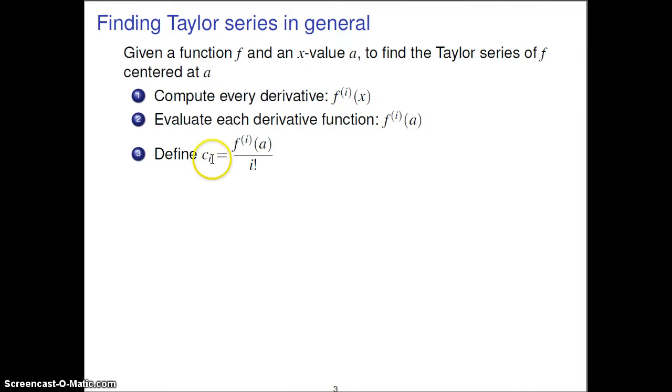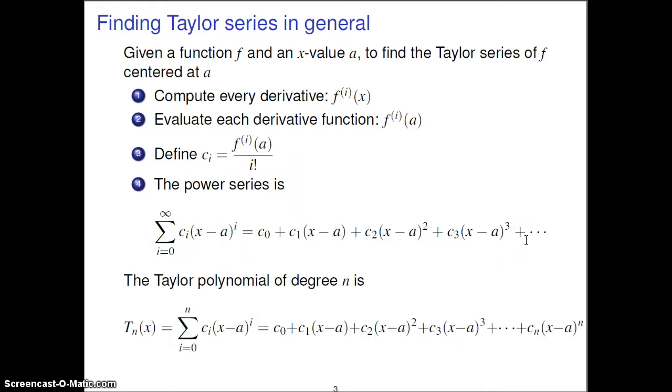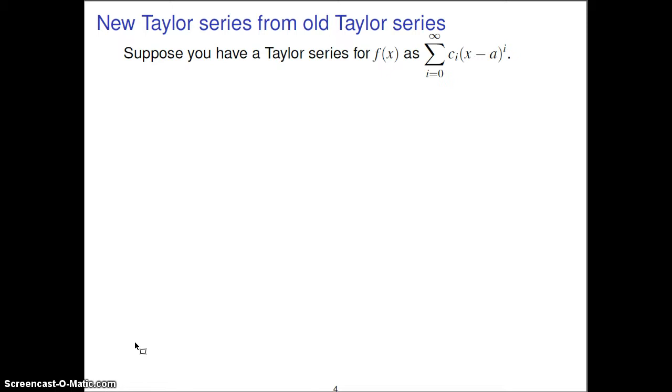define these numbers c sub i. These are going to be the coefficients of x to the ith power, and they're the numbers you computed right here. Just divide by i factorial, and then finally you just piece this together and make the power series. Finally, there's a thing called a Taylor polynomial, which is not all the terms of the power series. It's a partial sum. Just take up to term number n, so stop at some point, and you'll have that. So that's T sub n in the Stewart calculus book.